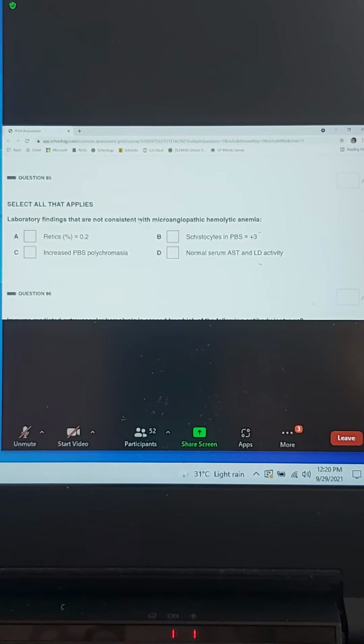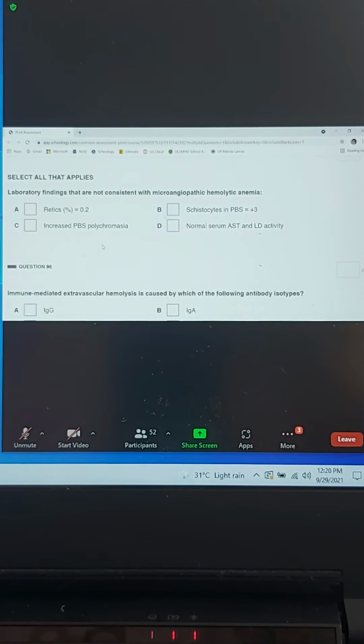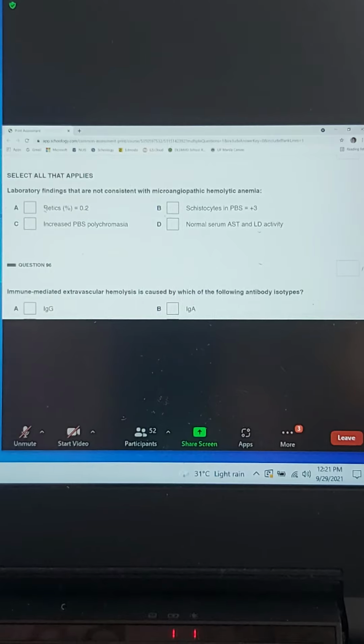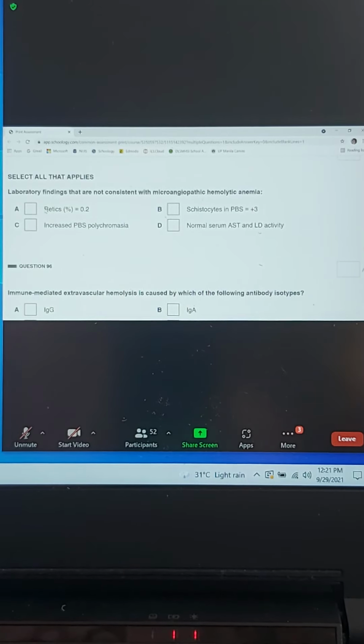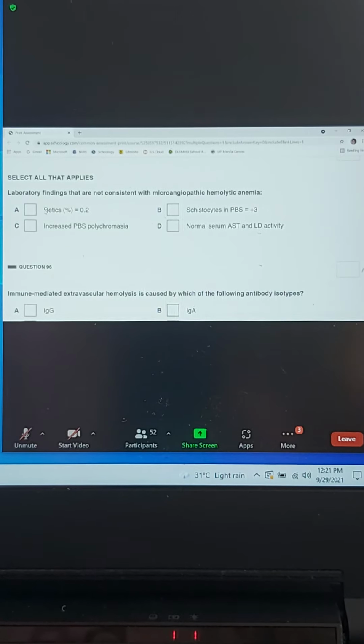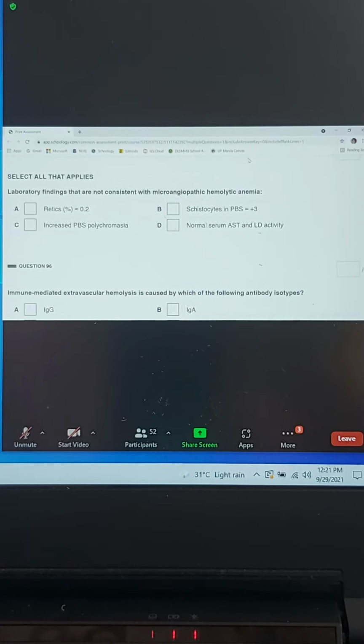Laboratory findings that are not consistent with microangiopathic hemolytic anemia. Alin dito ang hindi daw consistent with MAHA? Letter D. Letter D is, yeah, okay. Pero letter D lang ba? Bakit letter D? Bakit hindi consistent yung letter D?